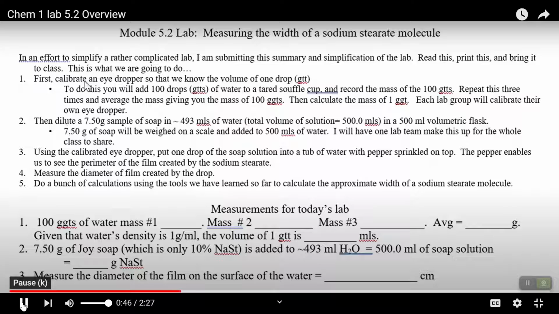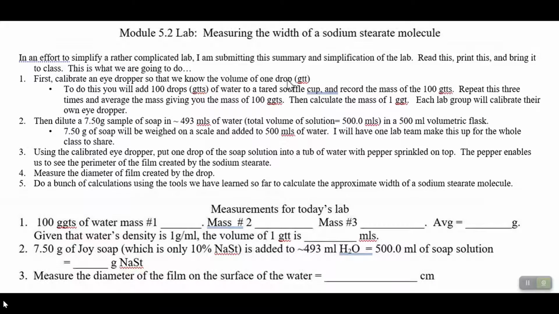The point of step 1, calibrating the eyedropper, is that we need to know the volume of 1 drop. And obviously there are no volume markings on an eyedropper. So the way we calculate that is we're going to put 100 drops of water into a souffle cup, and measure the mass of that 100 drops of water. Then we take that mass, let's say it comes up to 3.22 grams, and divide it by the number of drops, in this case 100, and that'll give us the volume of 1 drop. We're going to do that 3 different times so that we can average the volumes and have confidence that we actually have the right volume.